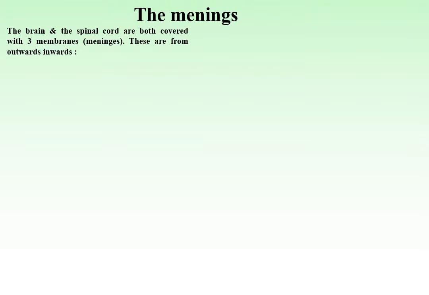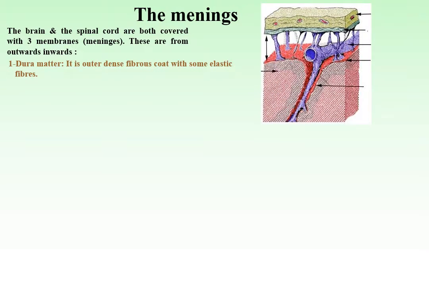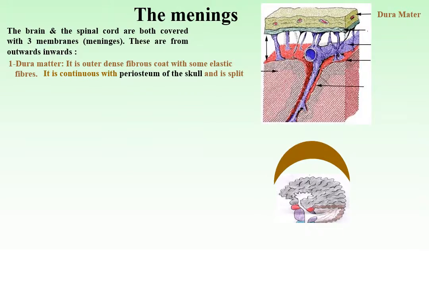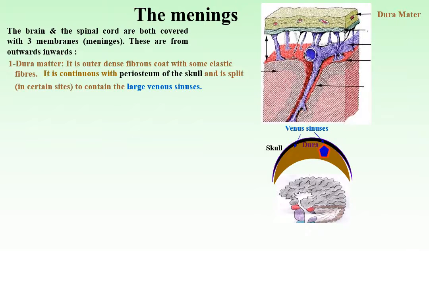Covering of the central nervous system, the meninges. The brain and the spinal cord are both covered with 3 membranes, meninges. These are, from outwards inwards: Dura mater. It is an outer, dense fibrous coat with some elastic fibers. It is continuous with the periosteum of the skull and is split in certain sites to contain large venous sinuses.